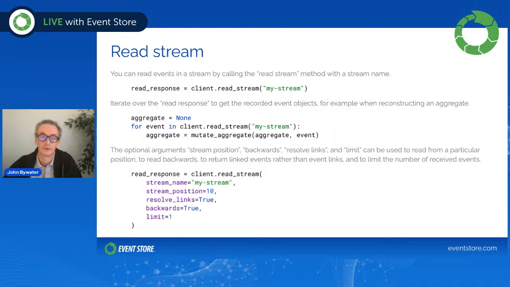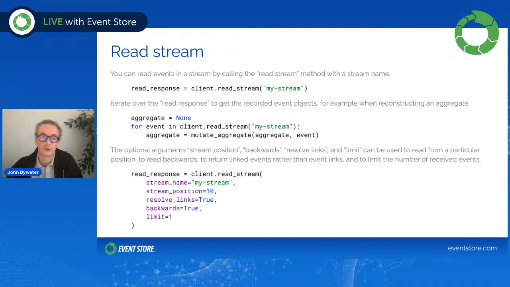And so to reconstruct the aggregate from its events, we would probably start with a none value for an aggregate, and then iterating over the readStream response, we would call mutate aggregate each time we get a new event, and mutate the aggregate with that event, returning the updated value of the aggregate until we've iterated over all the events, and then the aggregate will be in its current state.